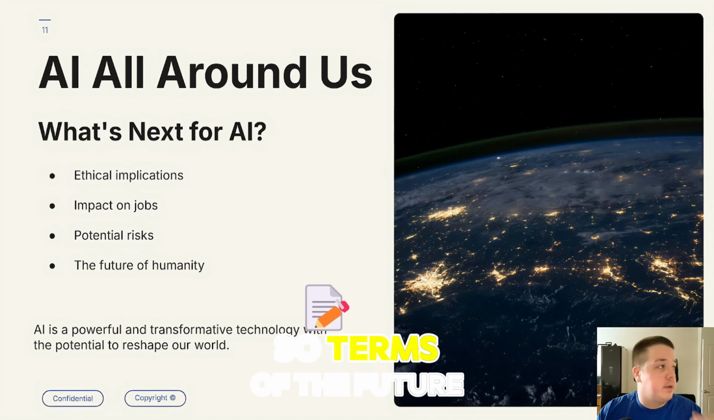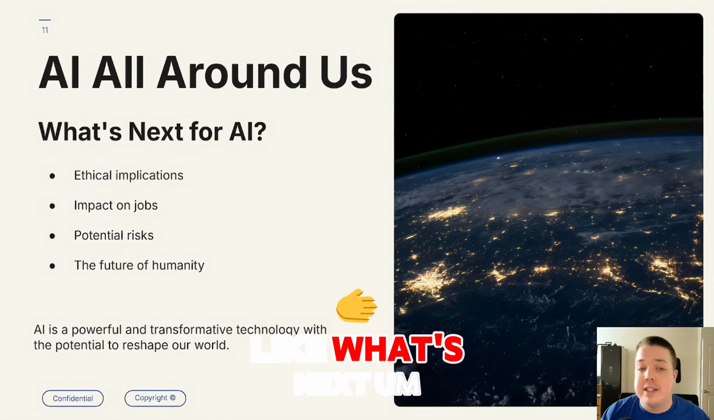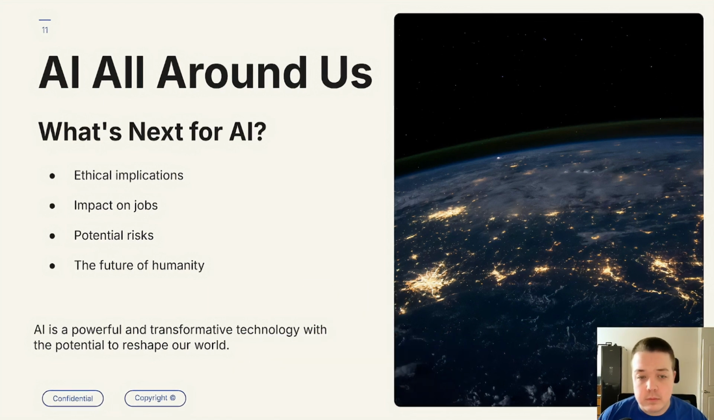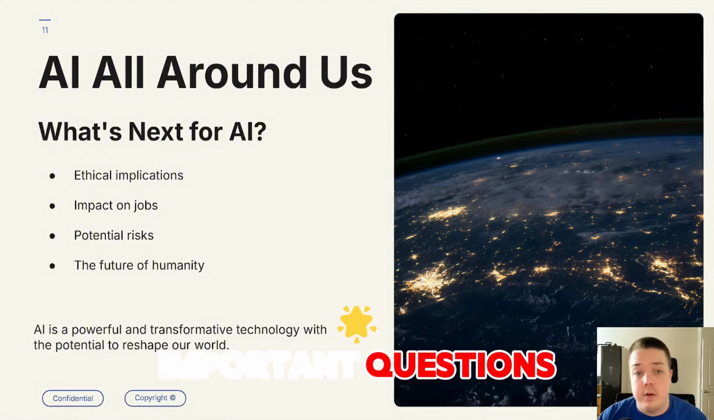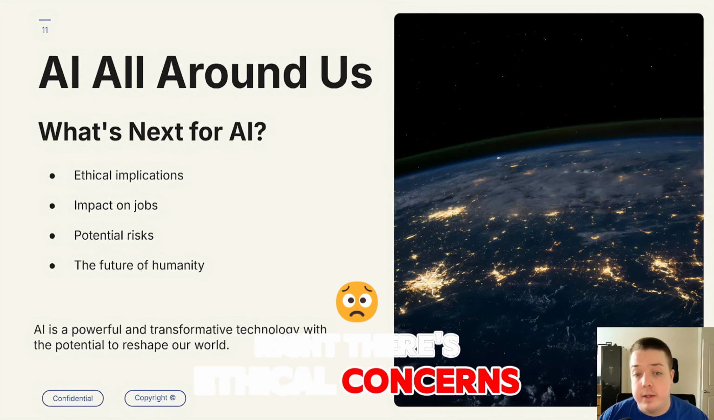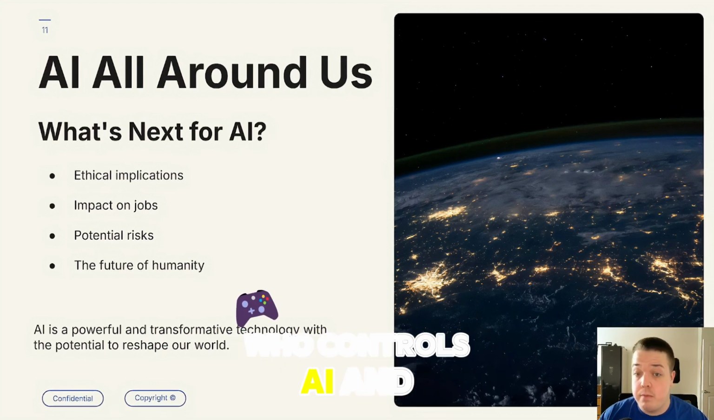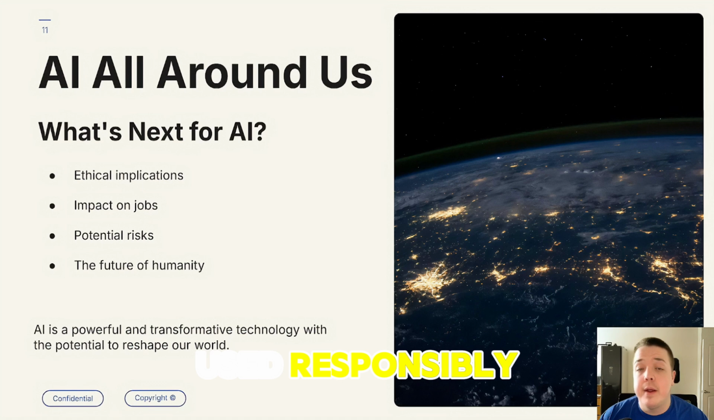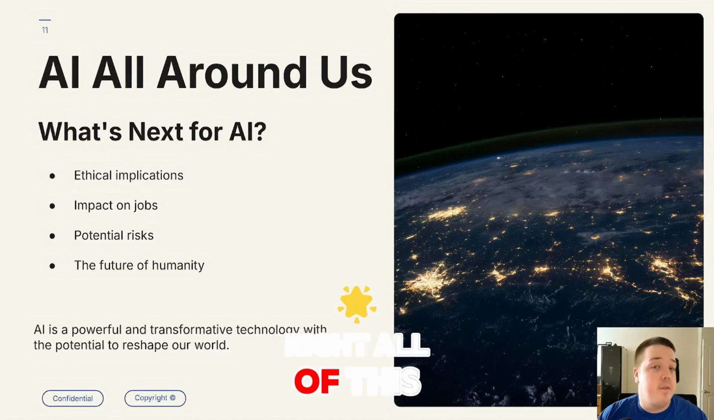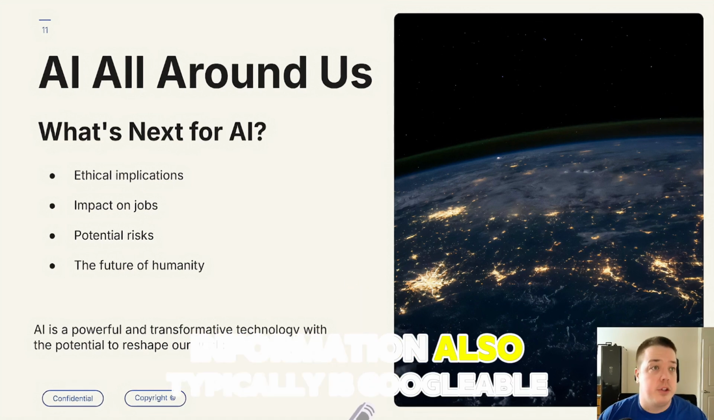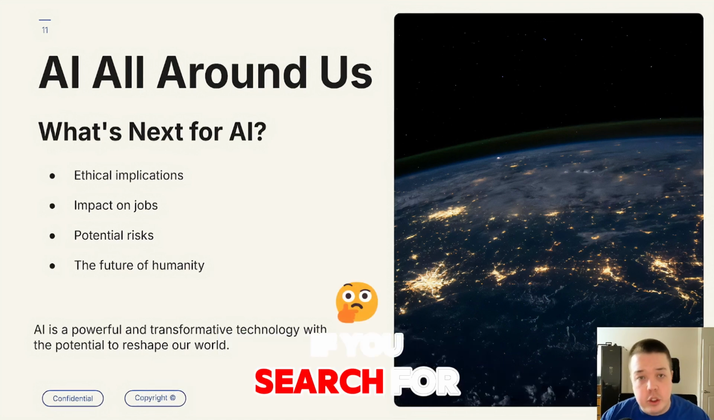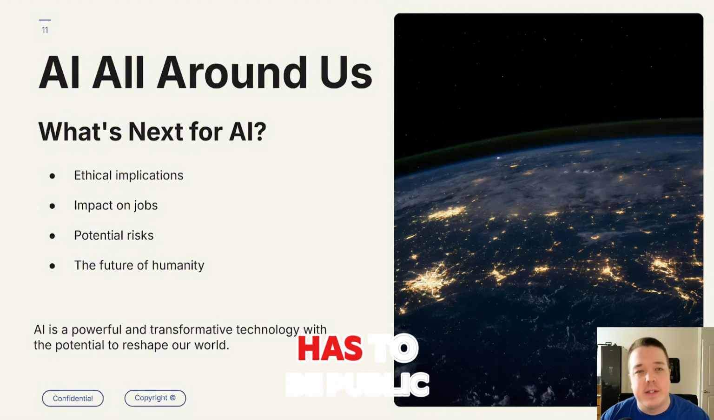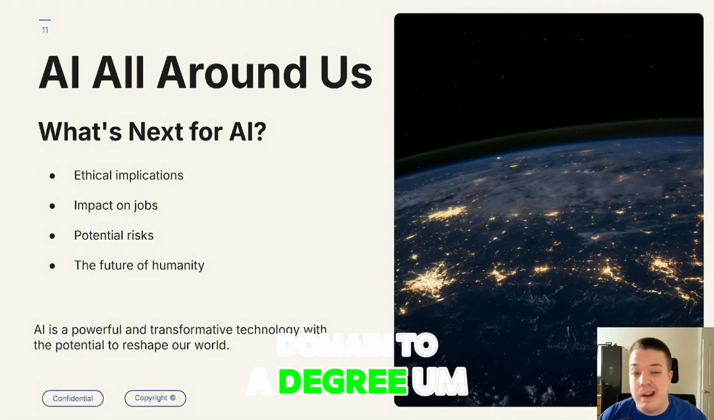So in terms of the future of AI, like what's next, it's advancing rapidly, but also raises a lot of important questions, right? There's ethical concerns. Who controls AI, and how should it be used responsibly, right? All of this information also typically is Googleable. If you search for this kind of stuff, a lot of this has to be public domain to a degree.